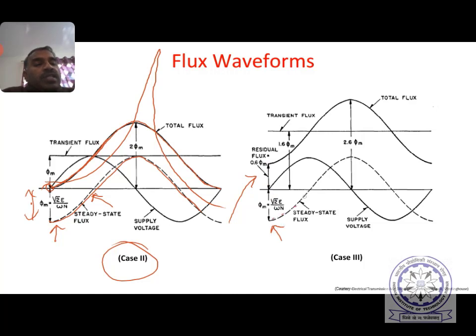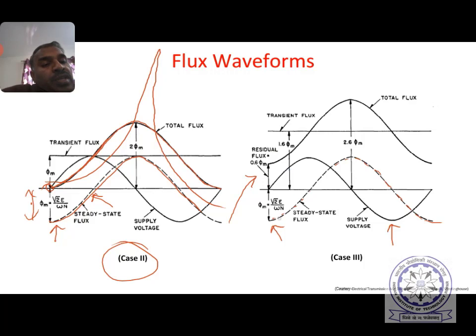This is the steady state characteristics. Okay, so the supply voltage is also given here. Supply voltage and flux are always 90 degrees apart. Supply flux is lagging supply voltage by 90 degrees.